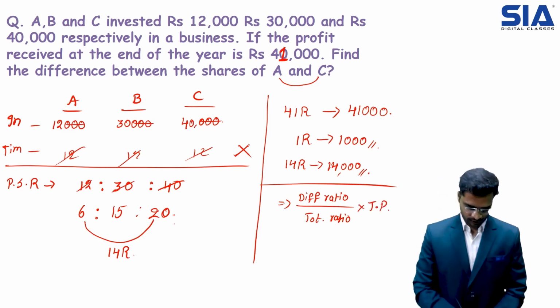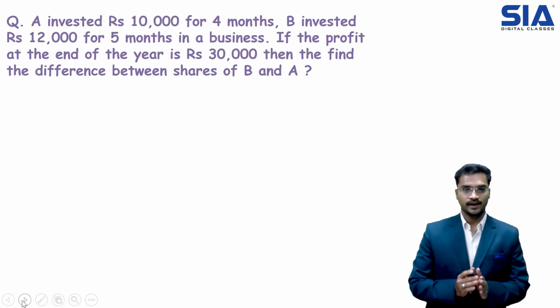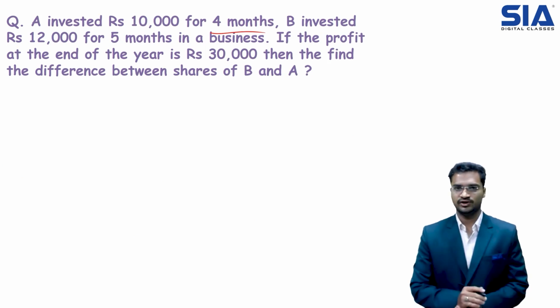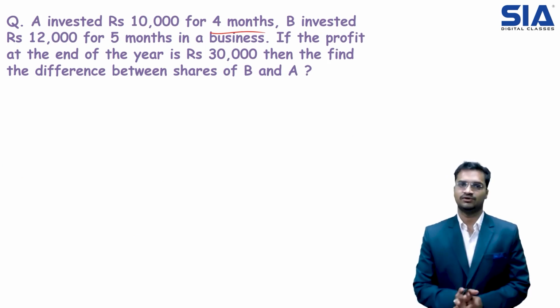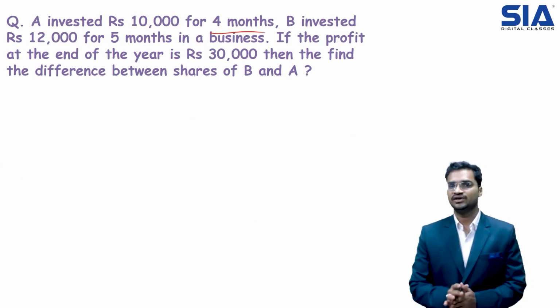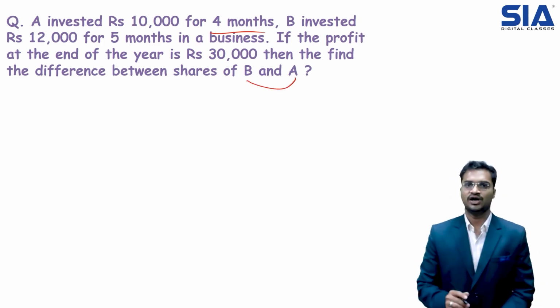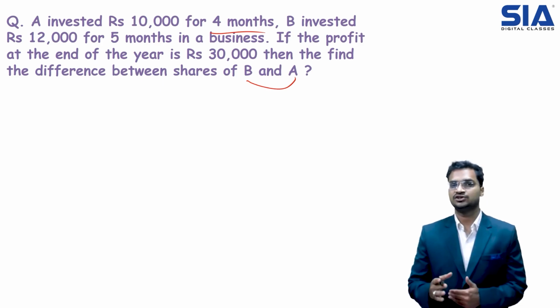Okay. Now coming to the next question. Here A invested 10,000 for 4 months. So here the time factor is also given, and B invested 12,000 for 5 months. If the profit at the end of the year is 30,000, find the difference between the shares of B and A.